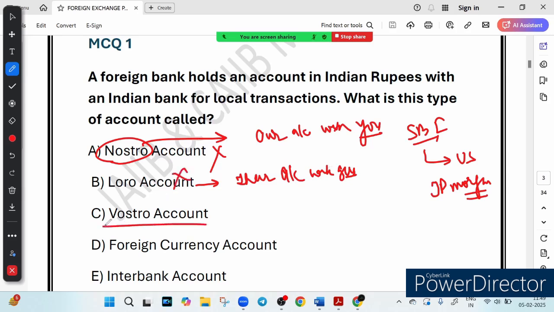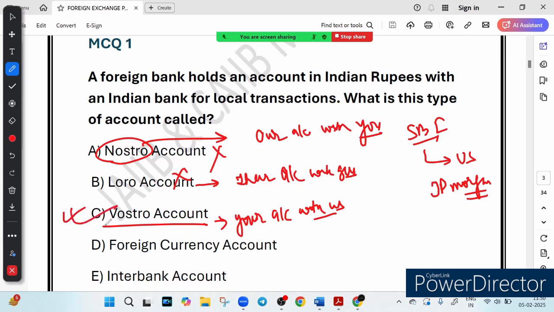Now let's see option C, Vostro account. Vostro means your account with us. It clearly means your account with us, right? So it is an account maintained by a foreign bank with an Indian bank, in Indian rupees for local transactions. For example, HSBC UK wants to do business in India and holds an account in Indian rupees with HDFC Bank in India. For HDFC Bank, this is a Vostro account. So Vostro account is correct. That is why option C is correct.